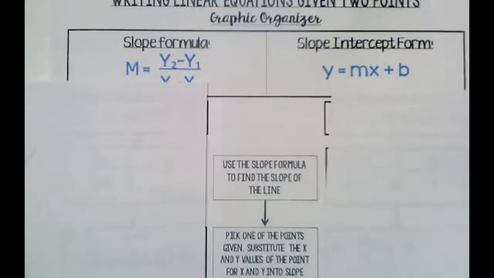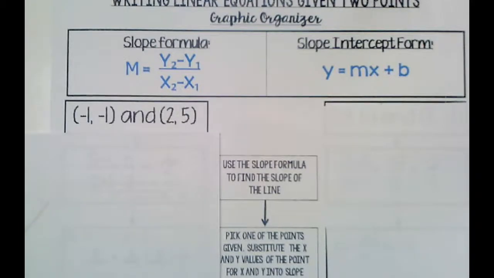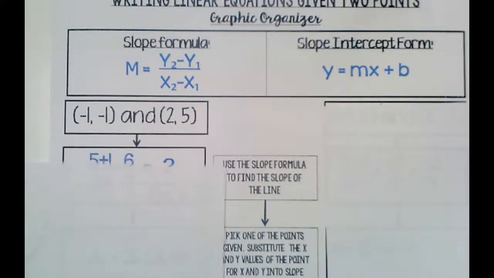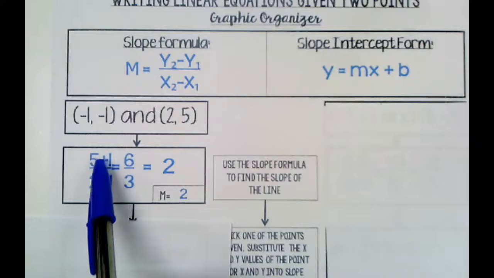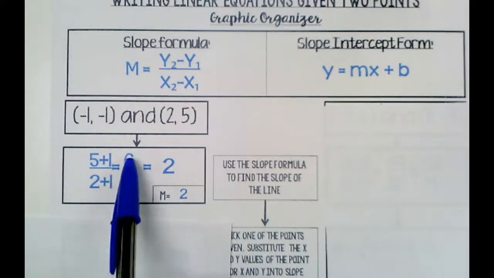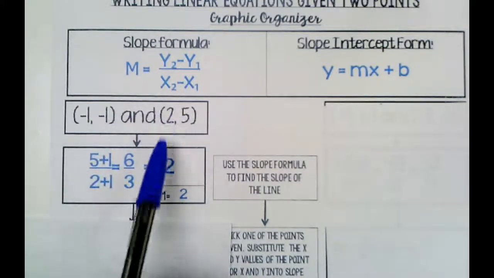So the first step is we're going to find the slope. We're given the points -1, -1, and 2, 5. The first thing we want to do is find the slope using the slope formula from these 2 points. So we've substituted 5 plus 1 and 2 plus 1, because we did change the subtraction to adding the opposite. So we got 6 over 3, which is the same as 2. So the slope for this line that contains these 2 points is 2.